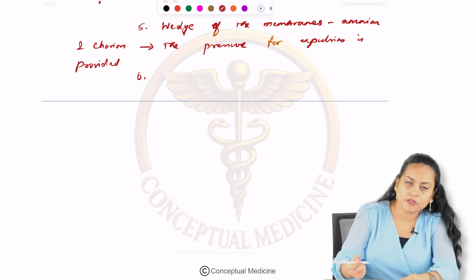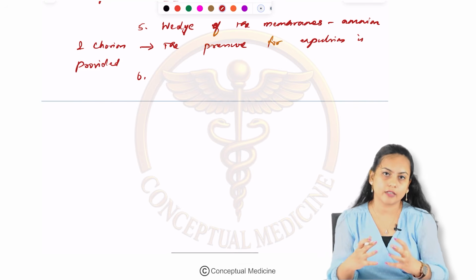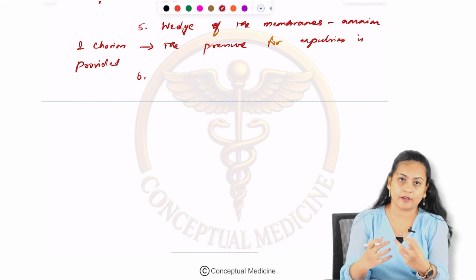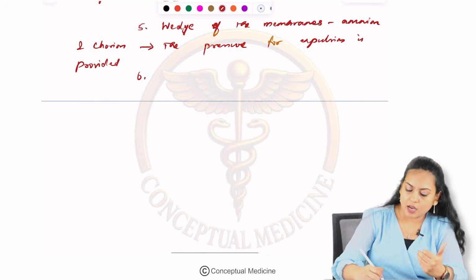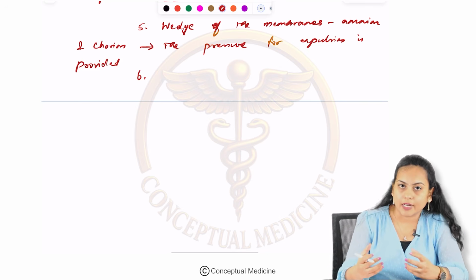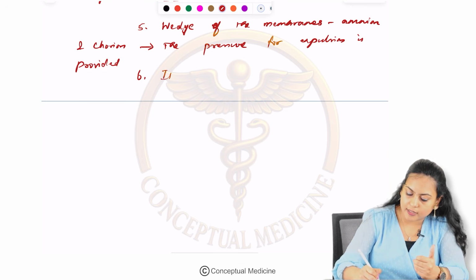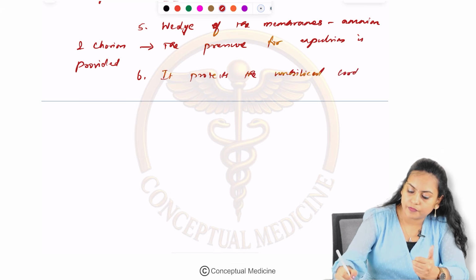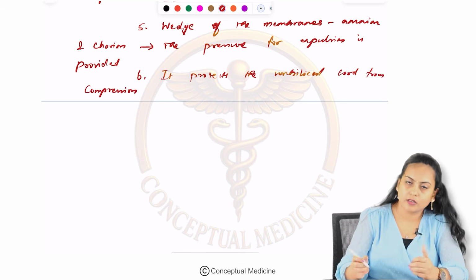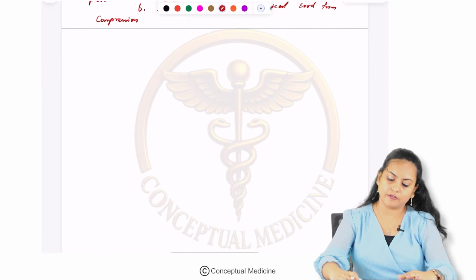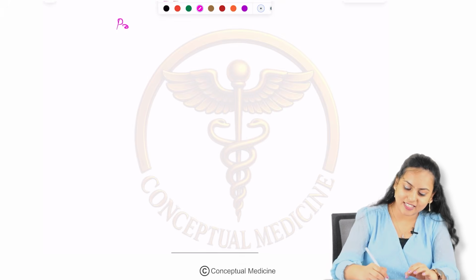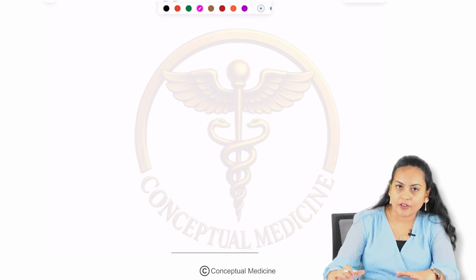Also, when there is so much pressure during labor acting from the uterine cavity and the uterine cavity is getting compressed, there is a chance of compression of the umbilical cord also. So, it protects the umbilical cord from compression. So, these are some of the important functions of the amniotic fluid.